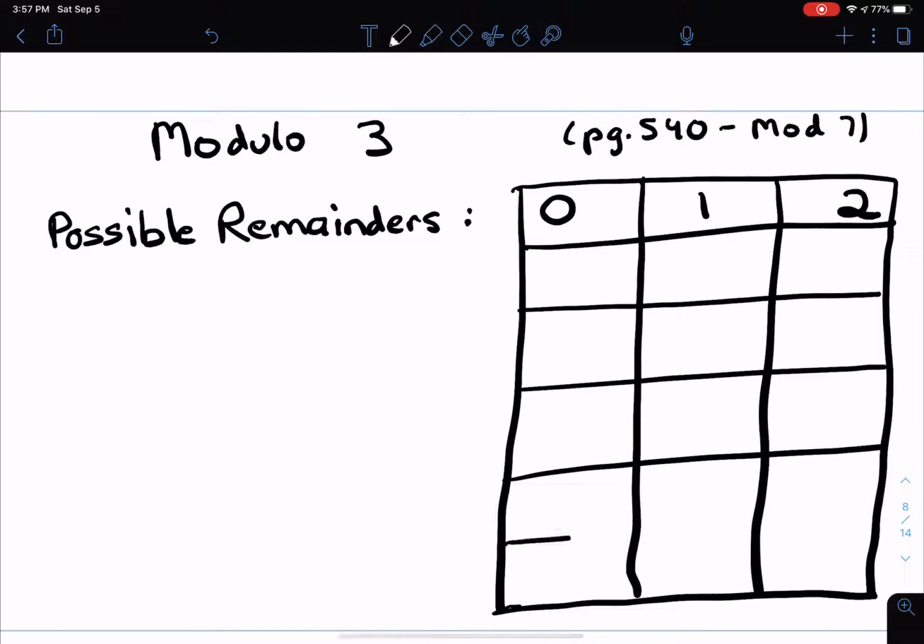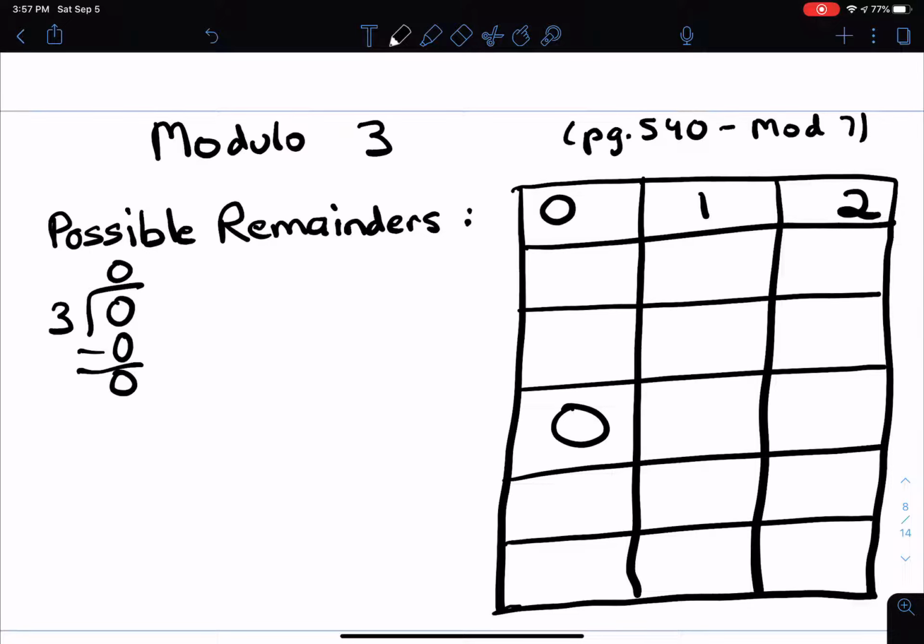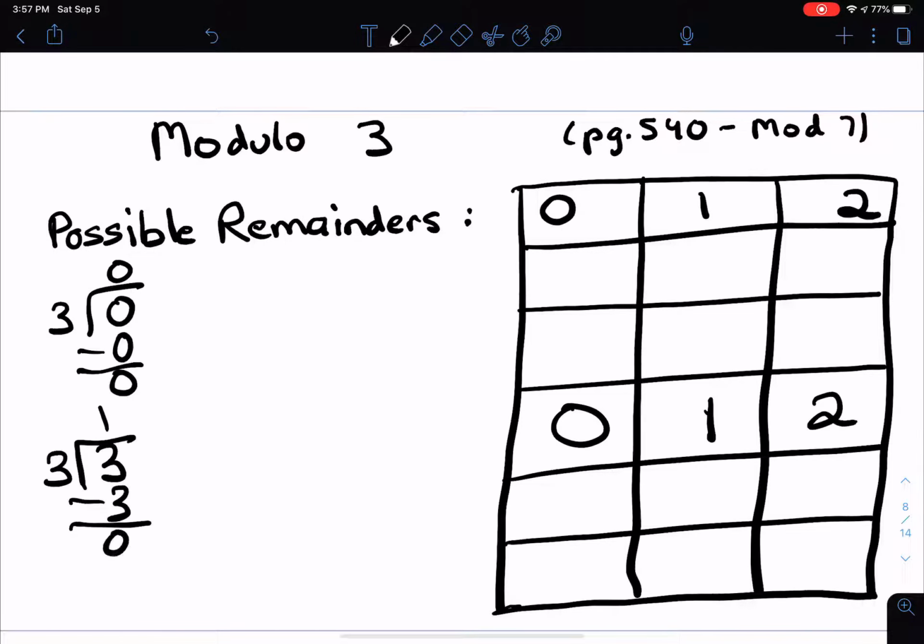Before you get gung-ho, let's put 0 here. 0 divided by 3, or 3 into 0, goes in 0 times remainder 0. So 0 has a remainder of 0 when you divide by 3. 1 has a remainder of 1 when you divide by 3. 2 has a remainder of 2 when you divide by 3. Now if you divide 3 by 3, that's also a remainder of 0. So 3 gets to go here in this column.